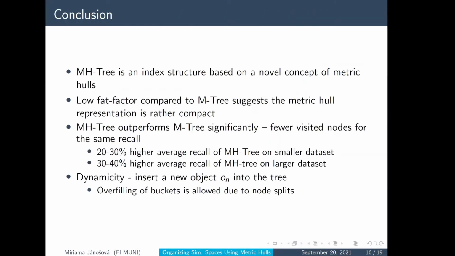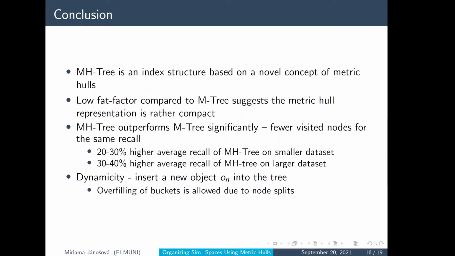So to sum it all up, the MH3 is a novel index structure based on the concept of metric halves. The low fat factor compared to M3 suggests a pronounced compactness. The experiments that we have performed manifest that MH3 significantly outperforms the M3 while visiting fewer nodes. Specifically, the MH3 achieves around 20 to 30% higher recall on average on a smaller dataset, and 30 to 40% higher recall even on a larger dataset.